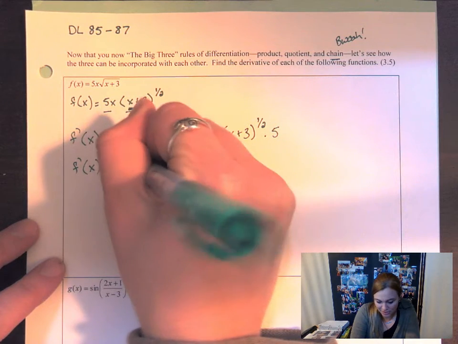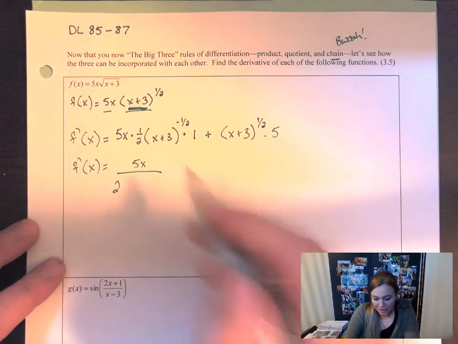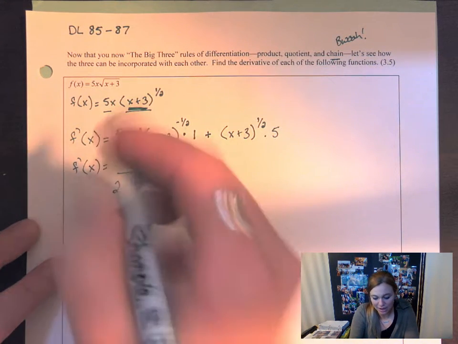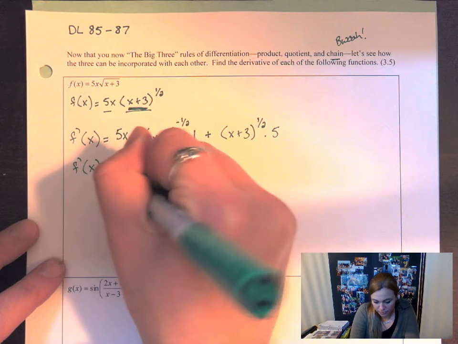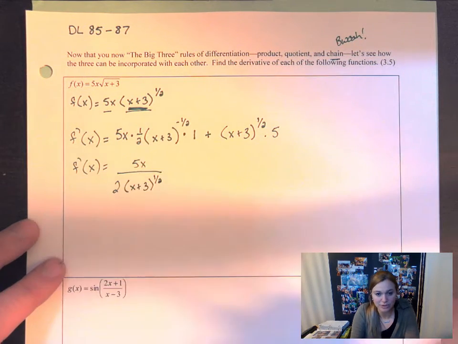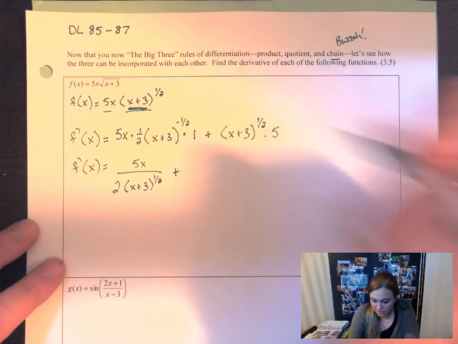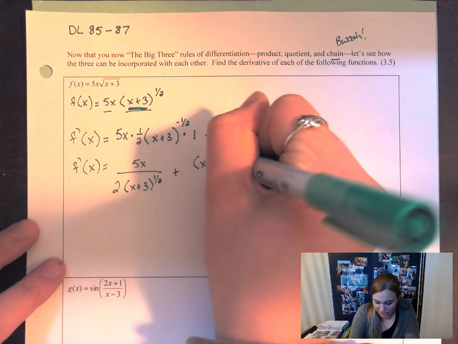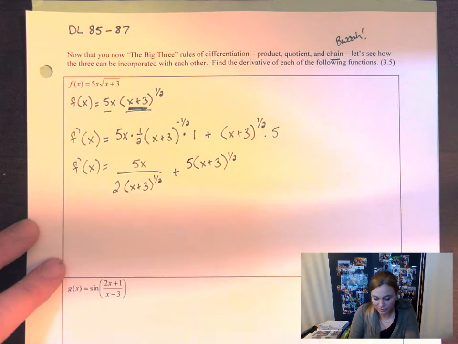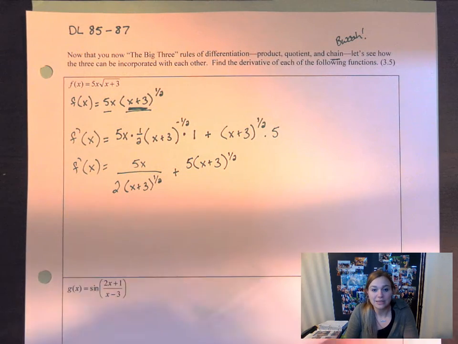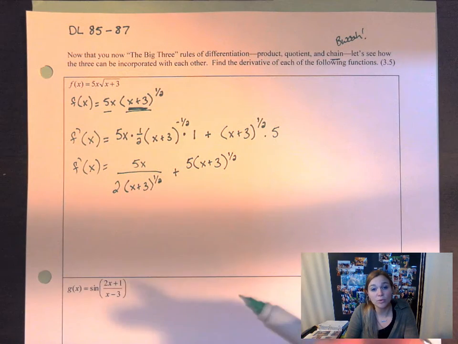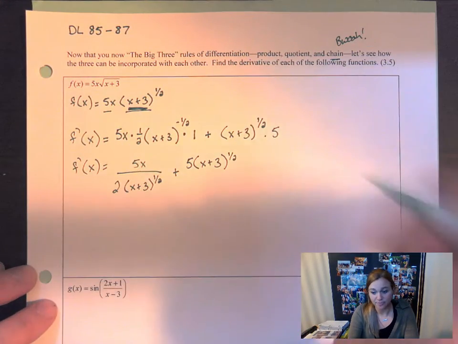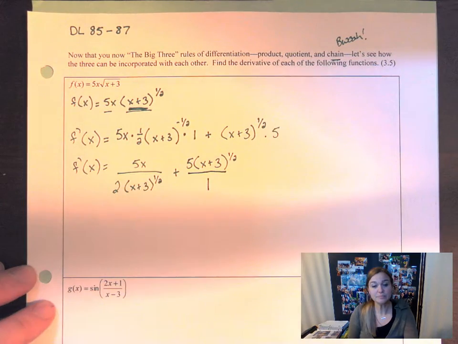So I'd have 5x over 2. This x plus 3 to the negative 1/2 would become x plus 3 to the positive 1/2, or I could have said the square root of x plus 3. Plus, here I've got x plus 3 to the positive 1/2. Then I had this 5. If this were a multiple choice question, the answers might be all together as a single fraction. So I would want to put this over 1.